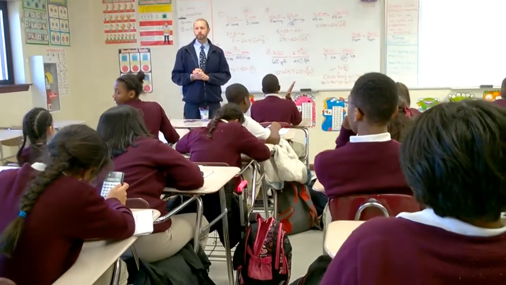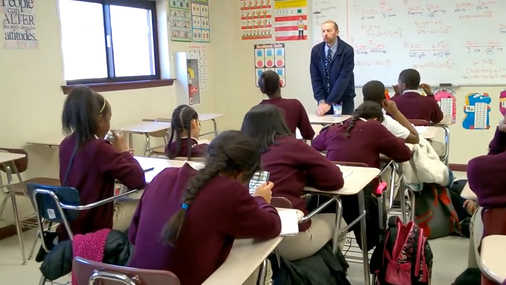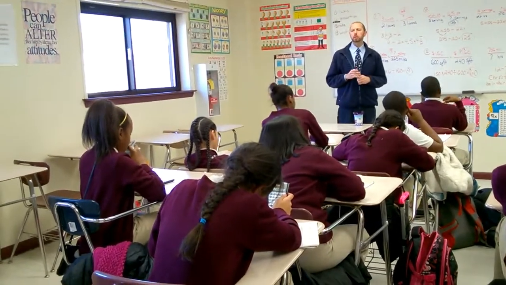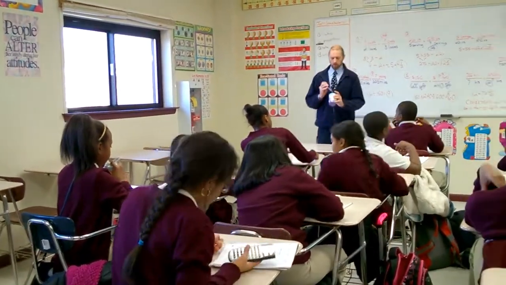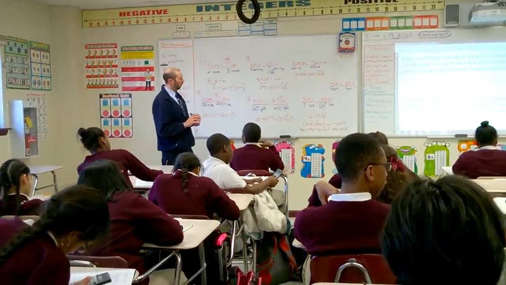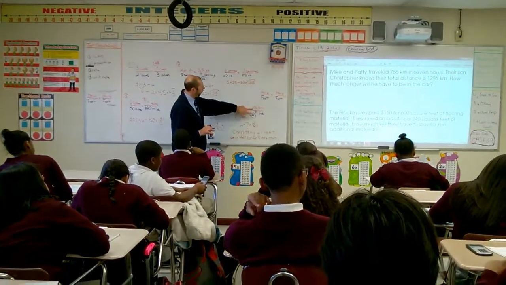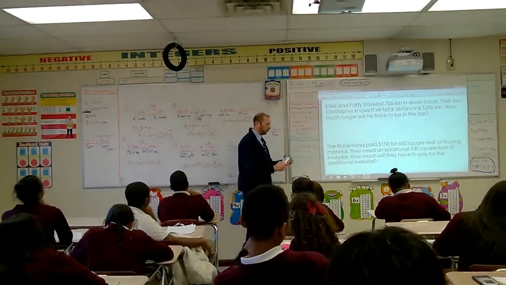I put it the other way. What did you do? I did 756 as this, but I did 1,296 as this, and I put 7 as a hand. Yes, you can do it that way. We talked about that. We could put hours on top of their hands and kilometers as we need. Either way would be correct.